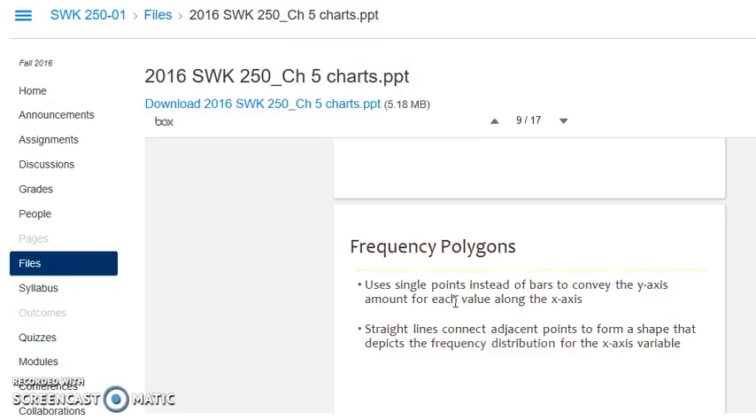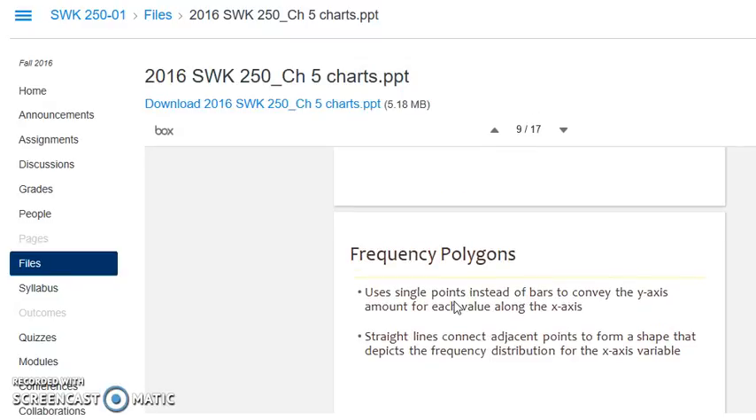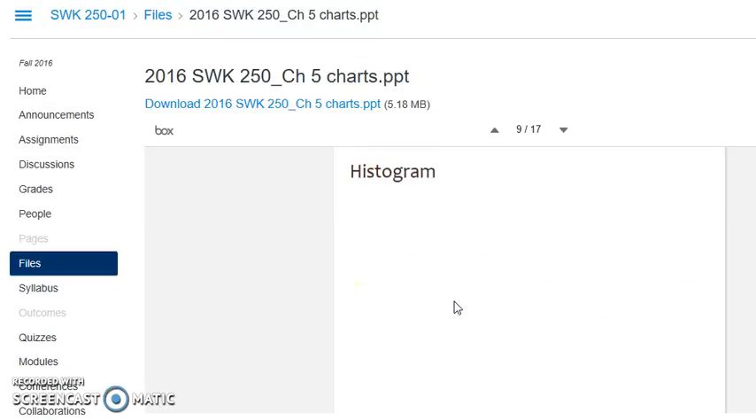All right, so we have a number of other graphs, but the main ones are pie, bar, and histogram. Okay.